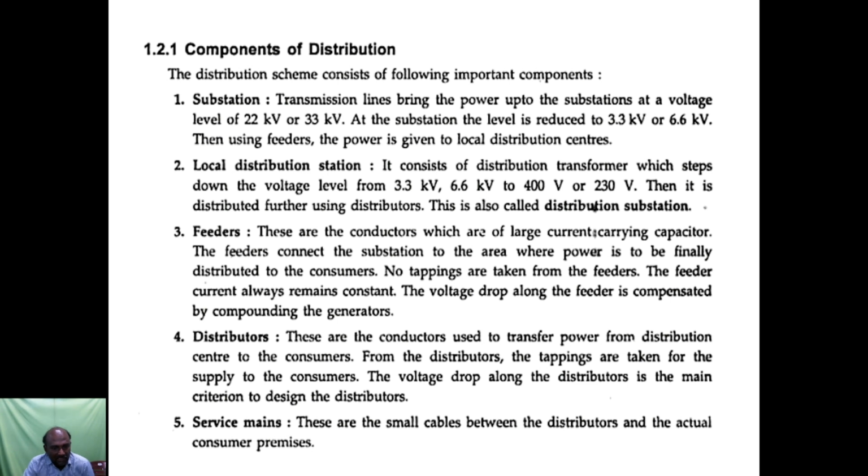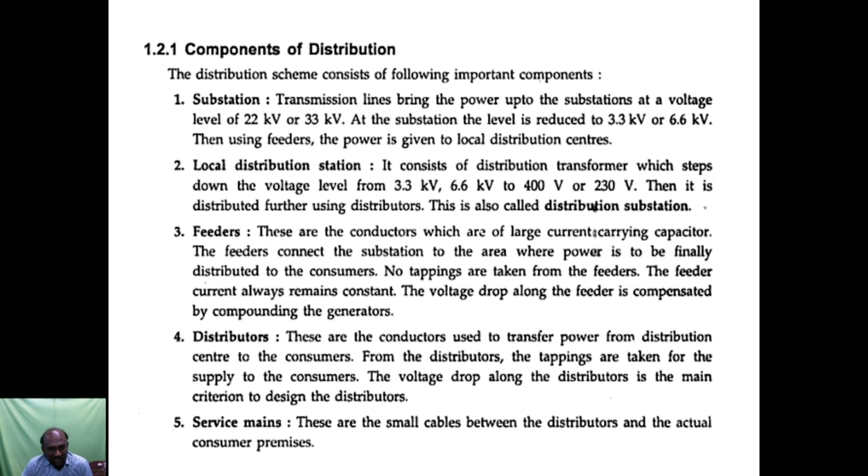The next component is distributors. These are also conductors, used to transfer power from the distribution center to the consumers. From the distributors, the tappings are taken for the supply to the consumers. So there is no tapping in the feeders, but here we have tappings using which we can tap the power to the consumers. The voltage drop along the distributors is the main criterion to design the distributors. Here also we have the voltage drop.